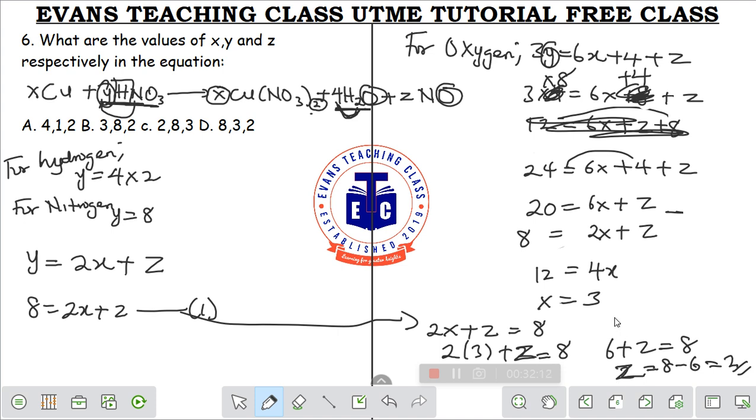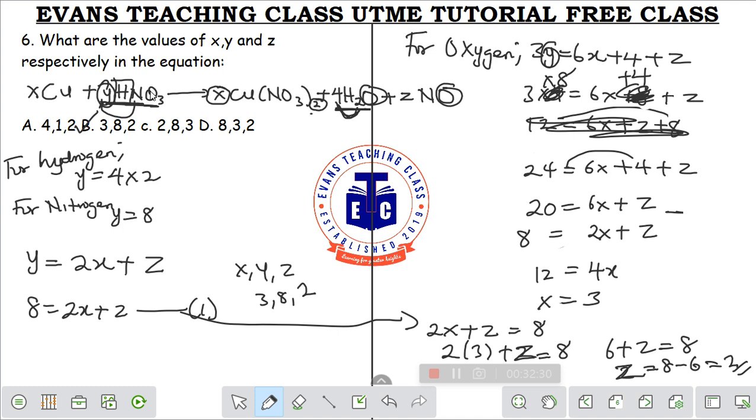So you can see now, this is how to do the question. So they now ask us to find x, y, and z. So our x is 3, our y is 8, our z is 2. 382. So that's our answer.